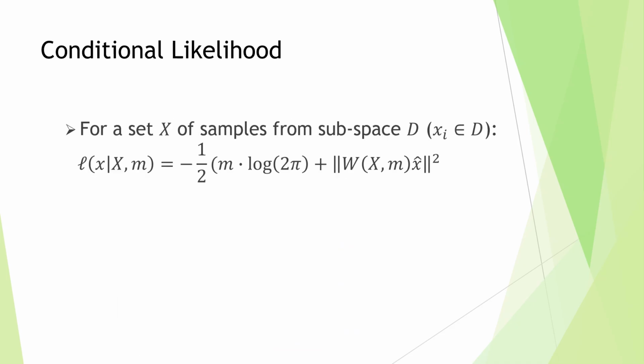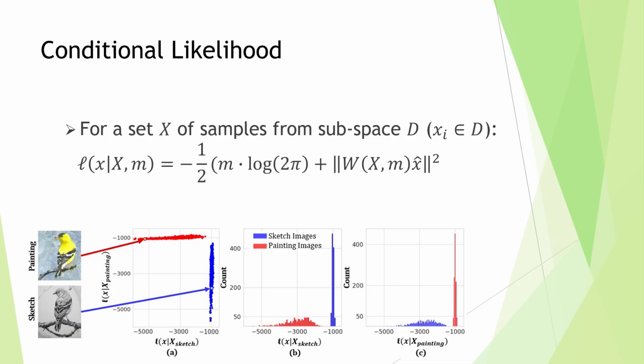We can compute the conditional likelihood of a set of images from a specific domain. Rather than using the full embedding space, we restrict ourselves to this subspace. The equation shows the resulting Gaussian log likelihood in this reduced space, where the dimensionality is given by the subspace size rather than the full embedding dimension. In the plots below, we illustrate a simple case with two domains, sketches and paintings.